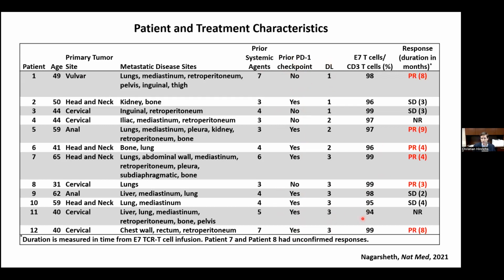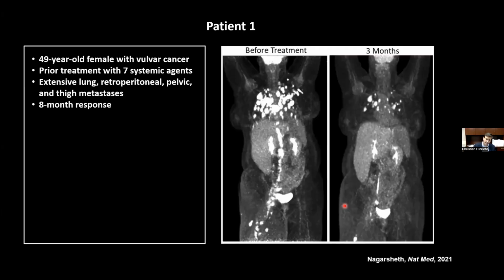Dose level is shown here. These cells are very efficiently gene engineered. And we saw responses in half the patients. 6 of the 12 patients responded. And the duration of responses is shown in parentheses in months. But to really understand these responses, you have to look at them.